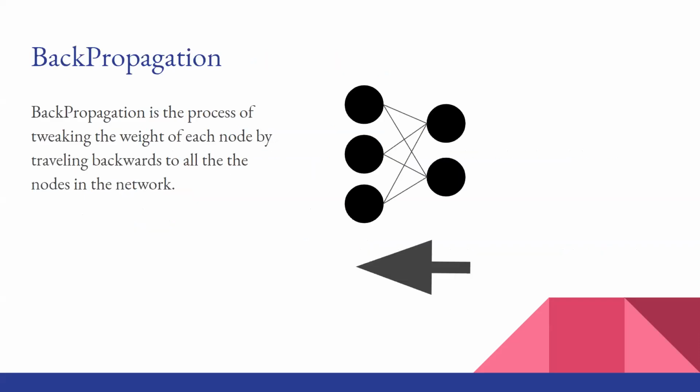Now, once you've created a model, something you have to understand with any learning model is there's some stuff like backpropagation. Backpropagation is, I'm going to say simple, but it's not quite simple in reality, a process of tweaking the weights of each node by traveling backward through all the nodes in the network. For the most part, it's more of finding out where the small errors are.